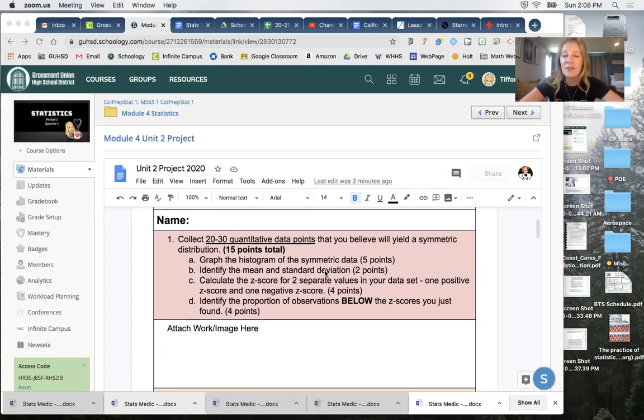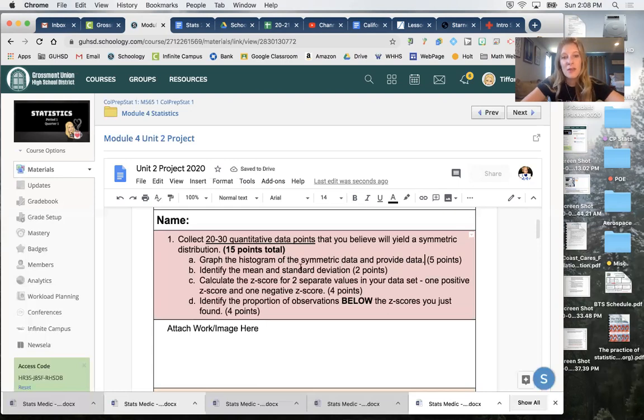You're going to graph the histogram. That's going to be 5 points. Please provide the data as well. Okay, in fact, I'm going to add it right now: graph the histogram of the symmetric data and provide data like last time. I'm glad I caught that, because I would like your data as well.